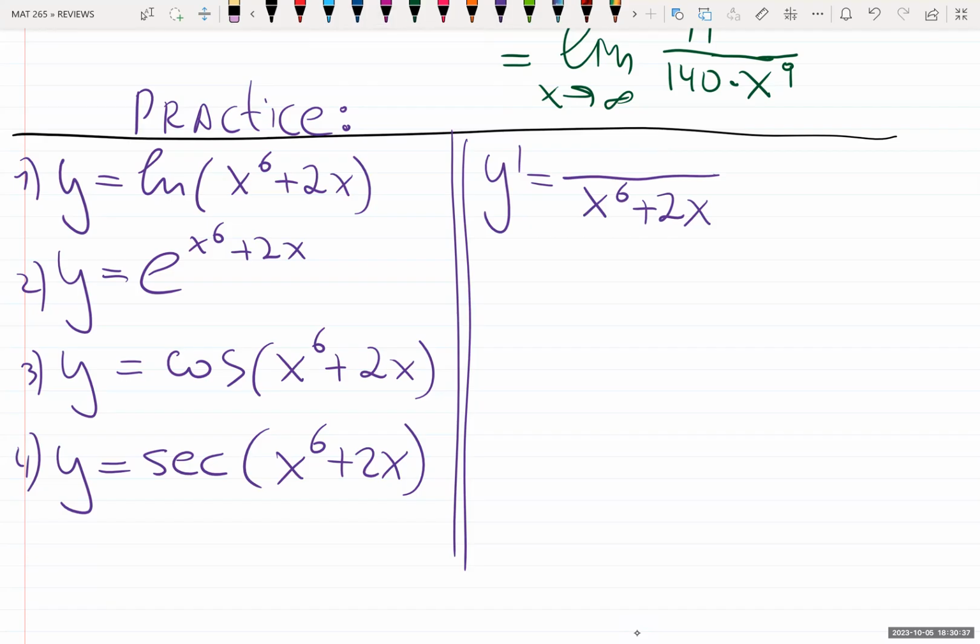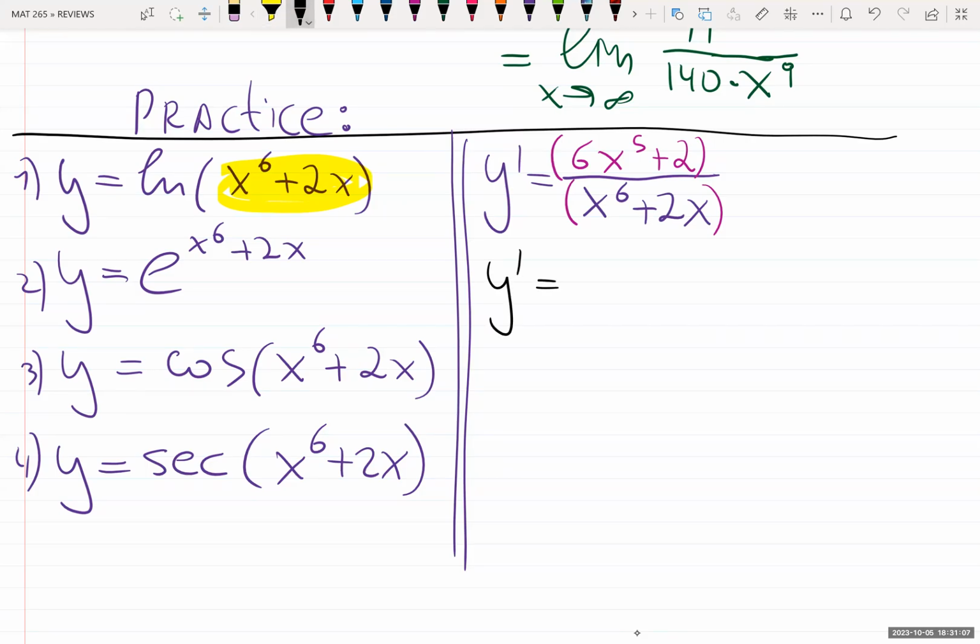So what many people like to do, and what I like to do, is to put them right on the top, 6x to the 5 plus 2. It's kind of safe space and easier to type, because then if you type it, you put parentheses, slash parentheses, right? So I like it this way more, versus 1 over parentheses in blah, blah, blah. So times the derivative of the function inside. You look at this, stare a little bit at it, and multiply by 6x to the 5 plus 2.